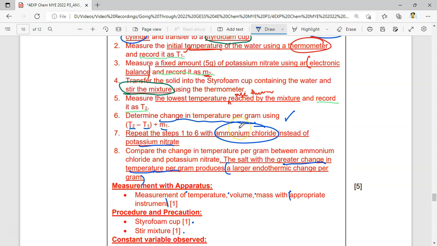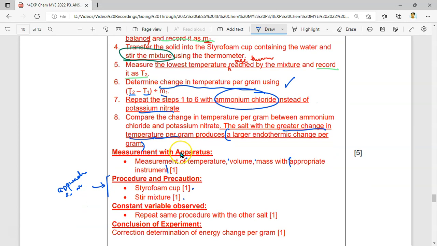Next, this one has to do with the approach of the experiment. So how do you go about doing the experiment, the procedure and the precautions required? To maximize accuracy.